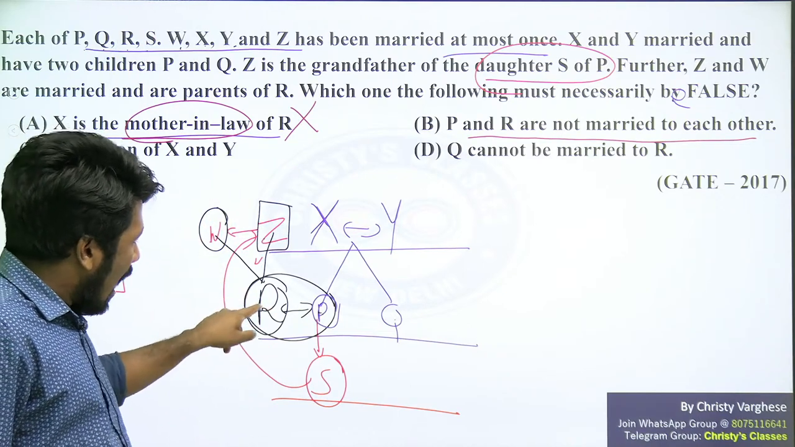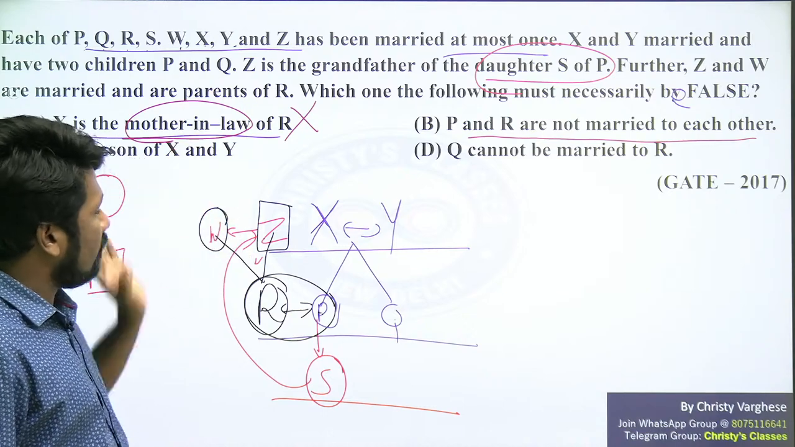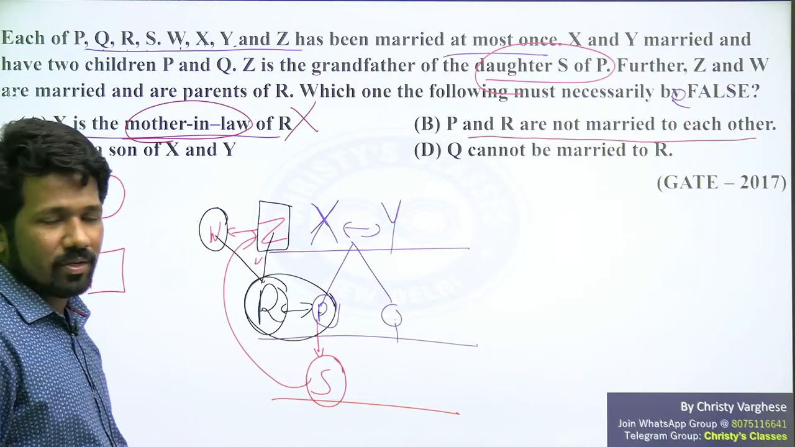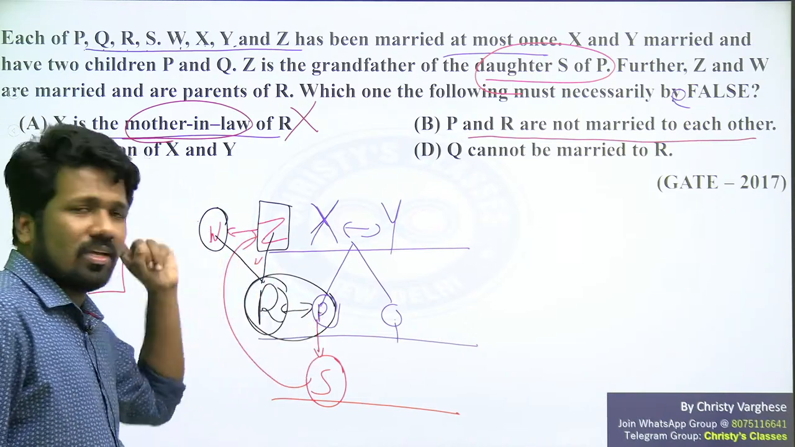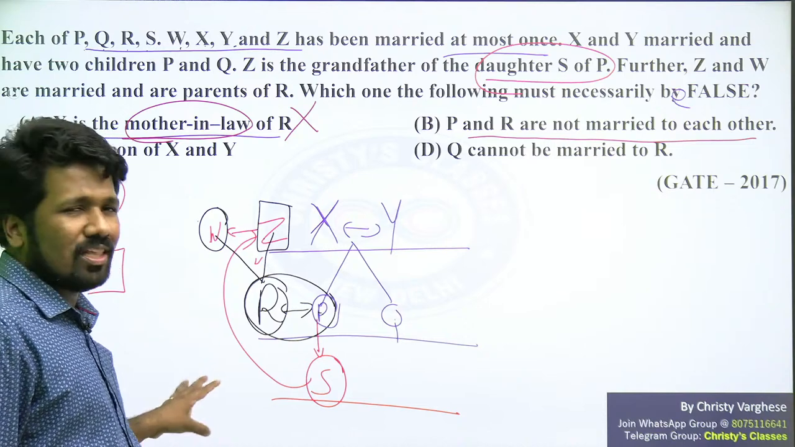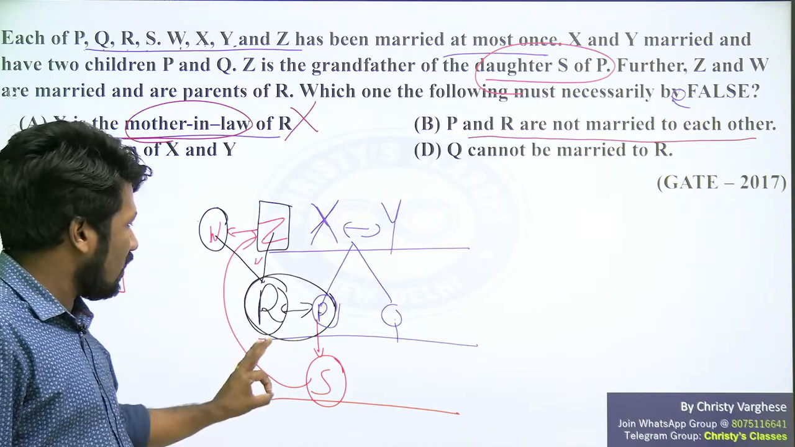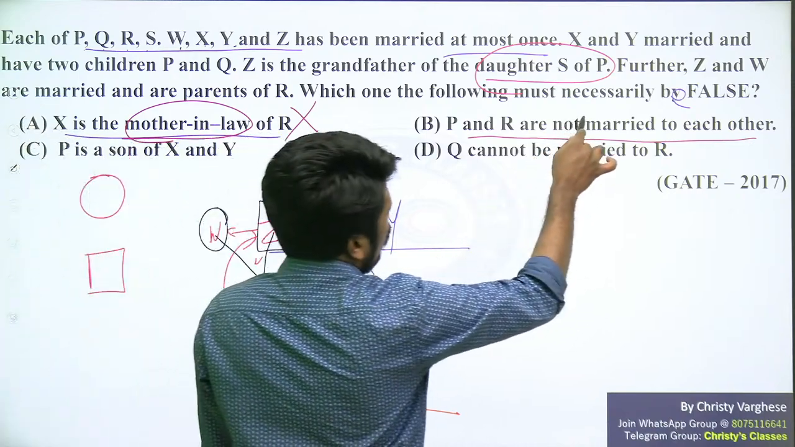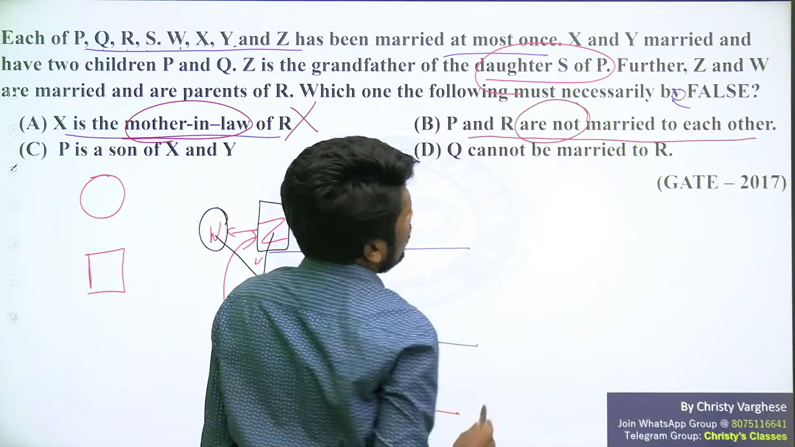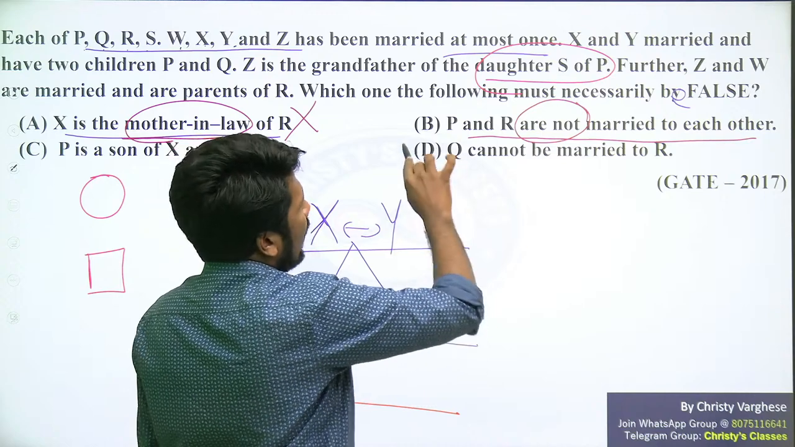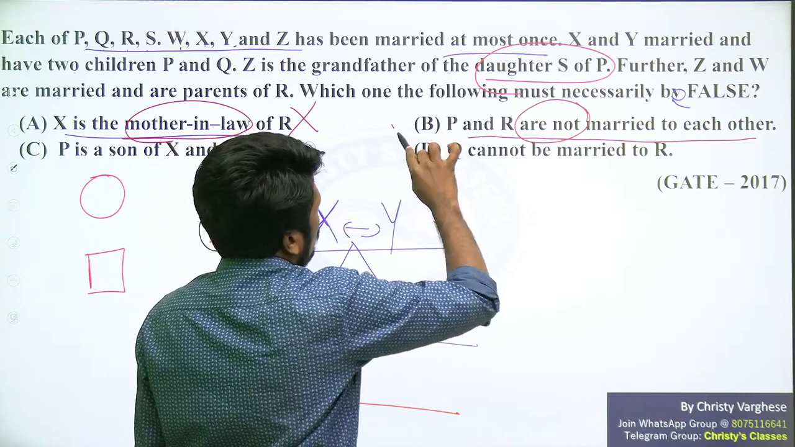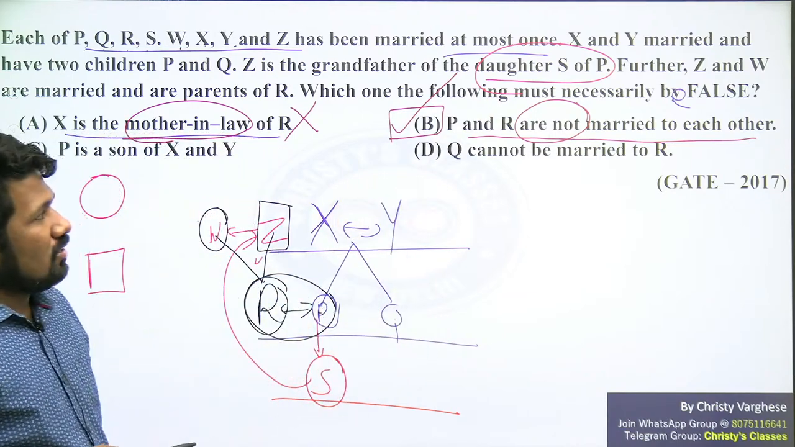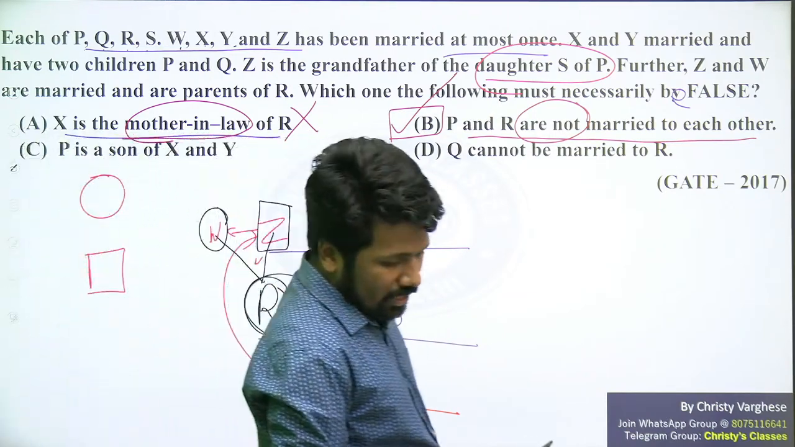R's parents are Z and W, given in the question. S's grandparents are Z and W, given in the question. S's parent is P, given in the question. For these three things to coincide, definitely R and P should be married. So R and P not married is impossible. That means R and P not married is always false. Always false, that is why option B is the correct answer. We want the always false answer, that is option B.